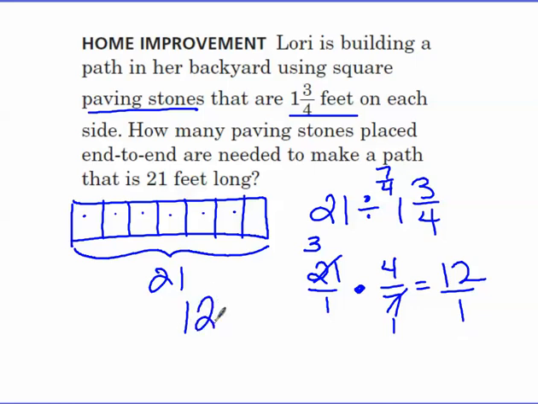And now we've got to look at a label. When we come back to our question, it says how many paving stones could be placed end to end. So this will be 12 paving stones. That's more along the lines of what you will see in the real world. Now, if we wanted to turn this into a star problem, we could add one section to this. What if each paving stone costs $5.25? How much would it cost to lay this path? That would be a star type problem, multi-step. So that is how we divide mixed numbers.